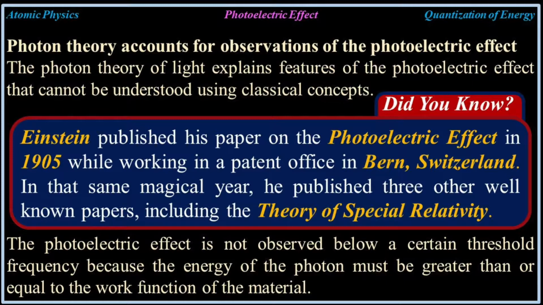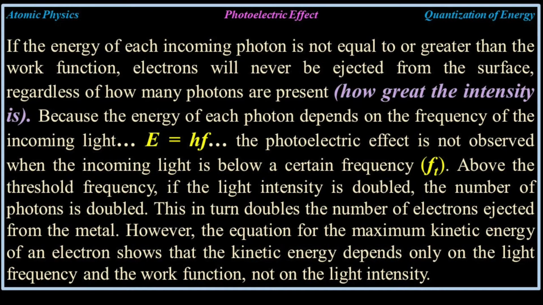The photoelectric effect is not observed below a certain threshold frequency because the energy of the photon must be greater than or equal to the work function of the material. If the energy of the incoming photon is not equal to or greater than the work function, electrons will never be ejected from the surface, regardless of how many photons are present or how great the intensity is. Because the energy of each photon depends on the frequency of the incoming light, E equals hf. The photoelectric effect is not observed when the incoming light is below a certain frequency, f_T.